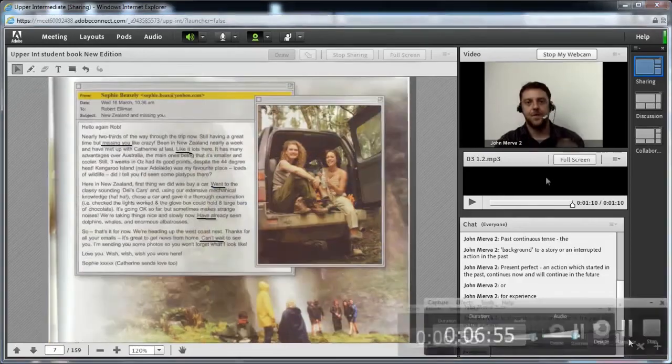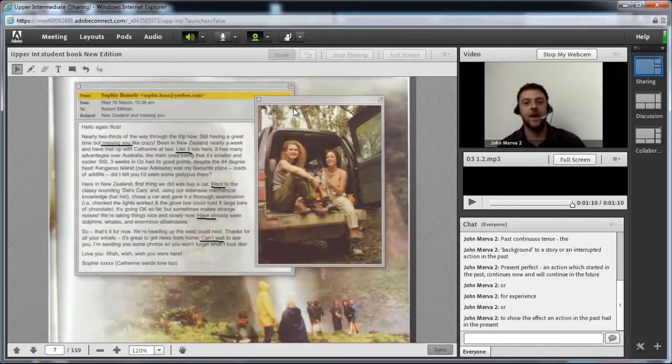Okay, so looking a little bit more closely at her email, you can see I've underlined some verbs. Missing you like crazy, like it lots, went, have already seen, can't wait. As you can see, these are all verbs and they are missing their subject. Usually we would say I'm missing you like crazy or I like it lots here. We could also say we went to the classy sounding Dell's cars and then I or we have already seen dolphins, whales and enormous albatrosses. The last one, can't wait, usually we would be saying I. As you have been taught, all verbs do need a subject.